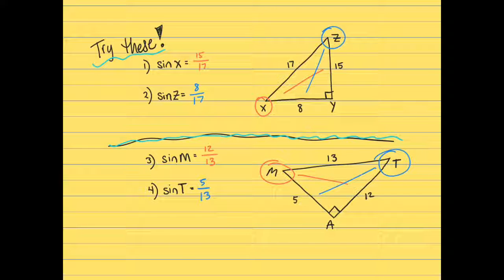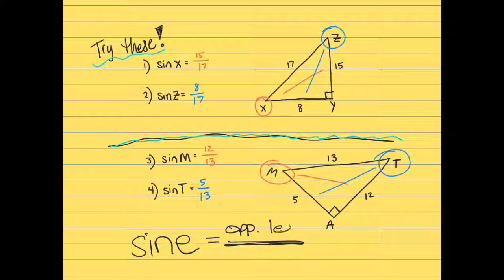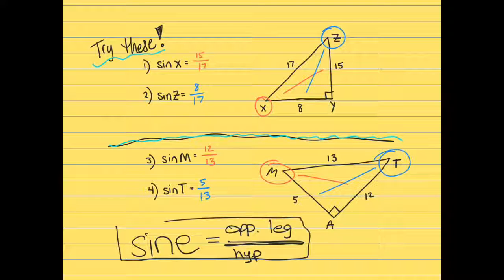And there you go. So sine is a ratio, and that ratio is the opposite leg of whatever angle you're dealing with over the hypotenuse of the triangle. So that's all there is to it. I hope you learned something. That's all I got.